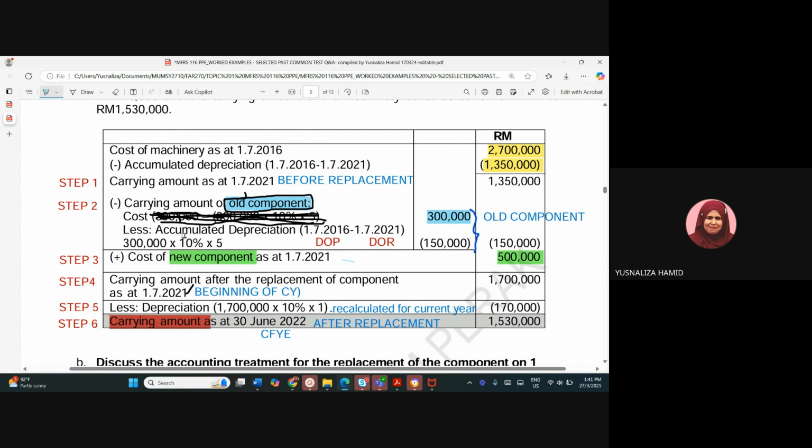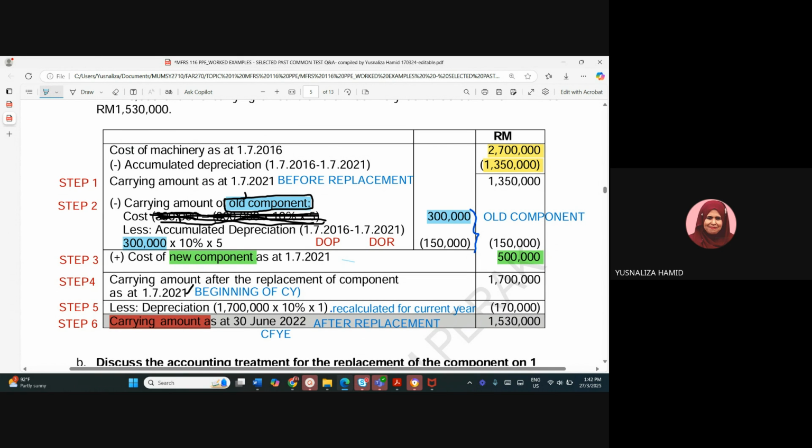Remember, blue is for the component replaced. Accumulated depreciation of that component, you take 300,000, the cost of the old component, times 10% times 5 years. Why 5 years? Because from 1st of July 2016 until 1st of July 2021, that was exactly 5 years. So that will give you 150,000.